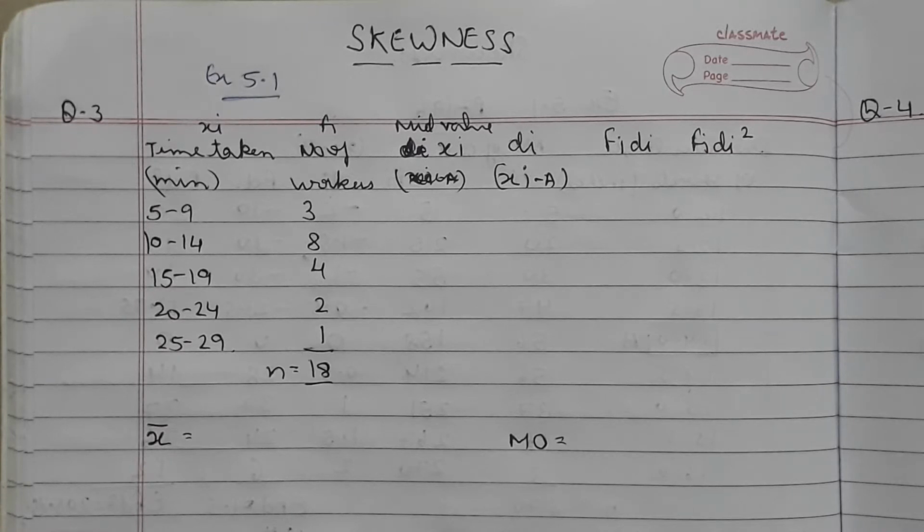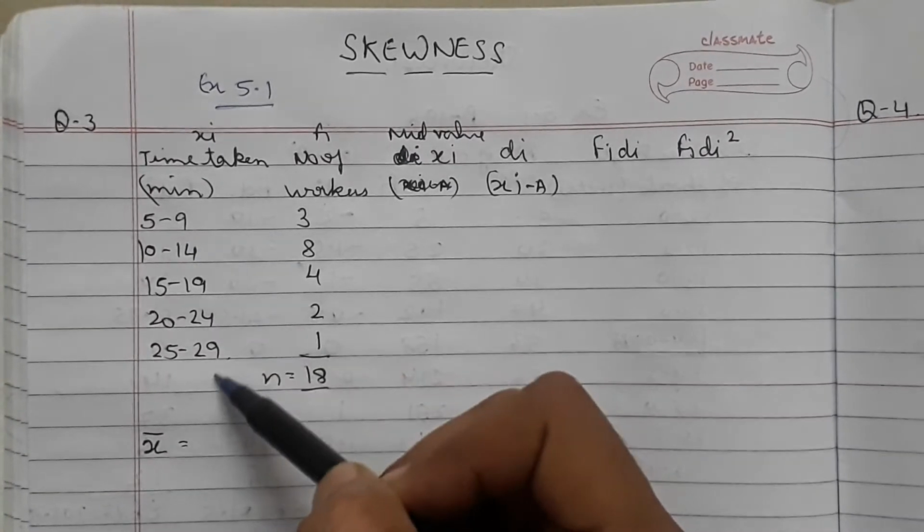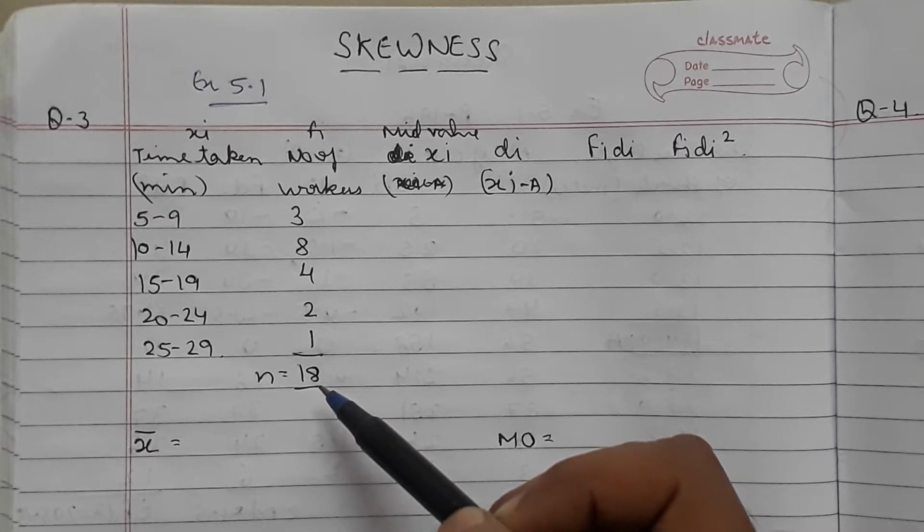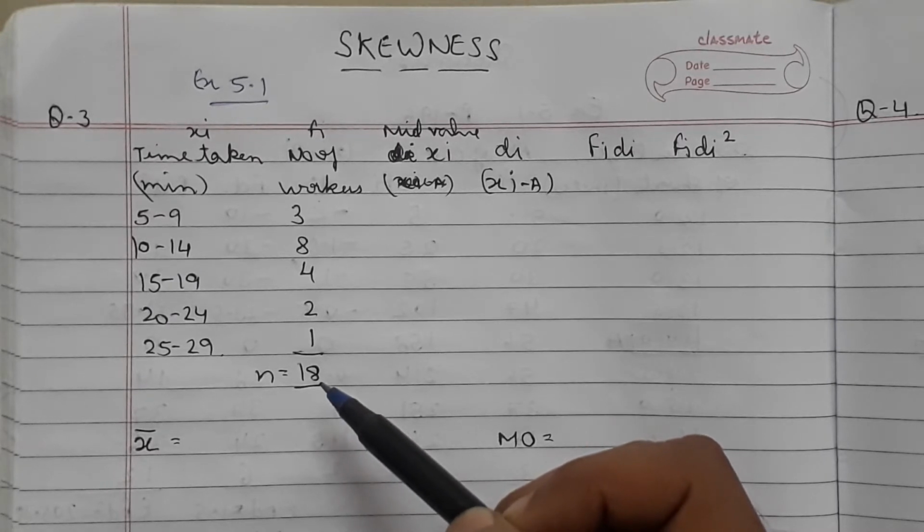Now here in question number 3, what they have asked us to do: information obtained for the time taken in minutes by each worker to carry out a certain job. Find Karl Pearson's coefficient of skewness from these data and interpret it. Time taken in minutes is given, number of workers is given. We have to find out the Karl Pearson coefficient of skewness from the following data.